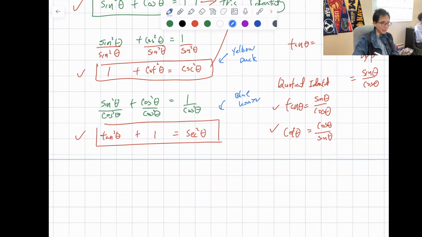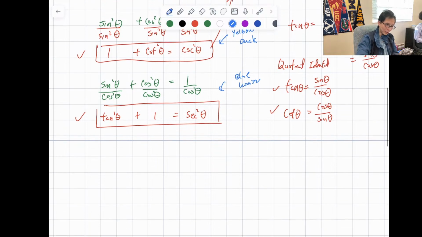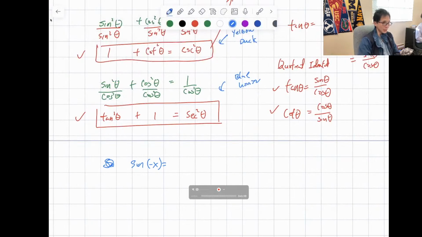We're going to talk about even and odd functions. So this one is another one. If you have sine of negative x, it's going to be negative sine of x because they are odd functions. Because if you plug in negative x, that's going to give you a negative sine of x. How about cosine of negative x? What do you think it's going to be?